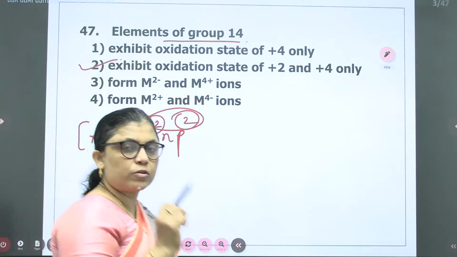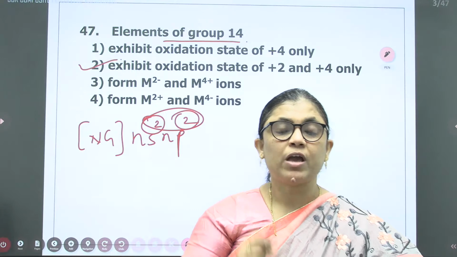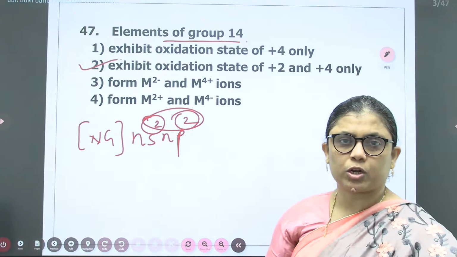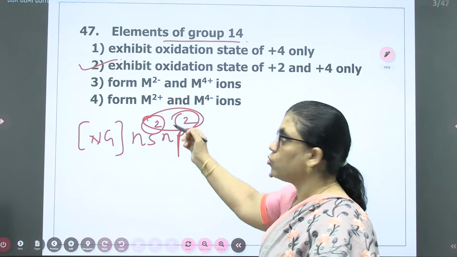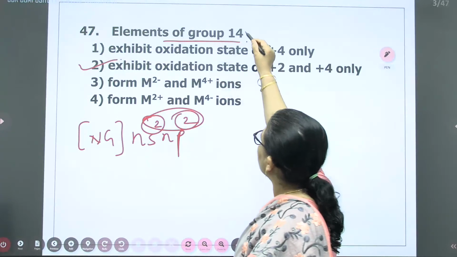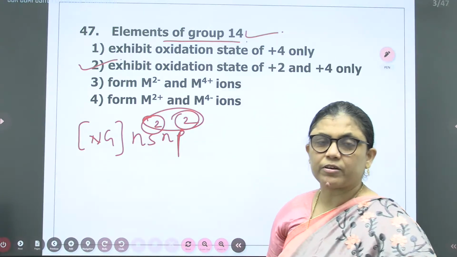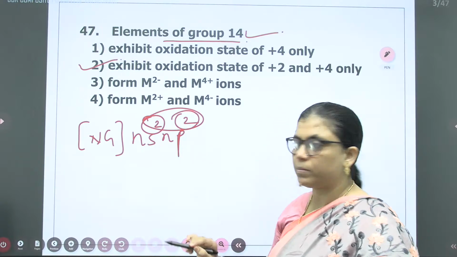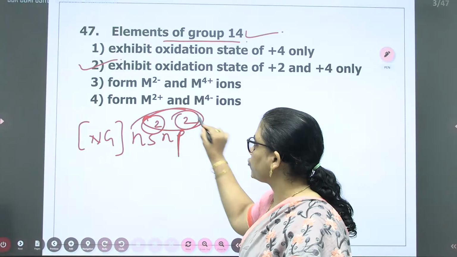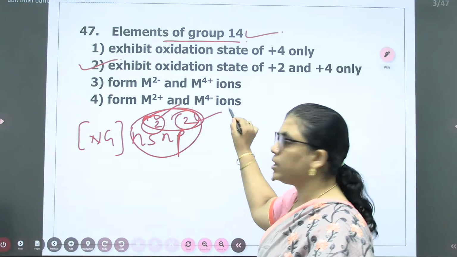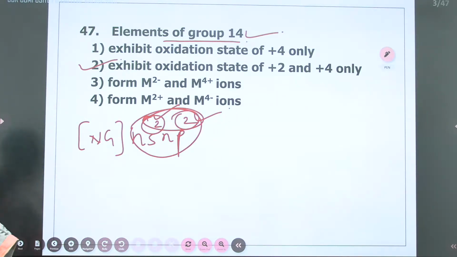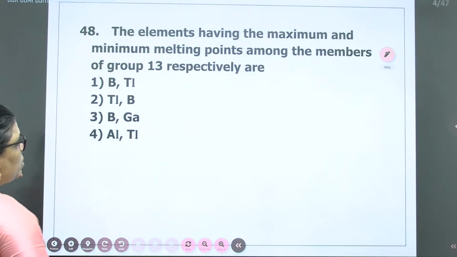Remember here, oxidation state can be decided on the basis of electronic configuration, that too related with the valence electronic configuration. Here in this case, we have group 14, which is nothing but the carbon family. Electronic configuration can be written as noble gas ns2np2. Valence electrons are ns2np2, so either +2 or +4 are possible. Therefore, the correct answer for question number 47 is the second answer.